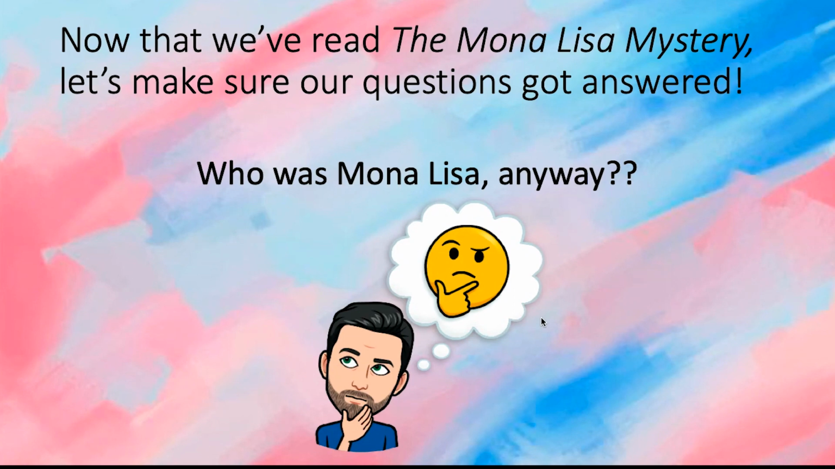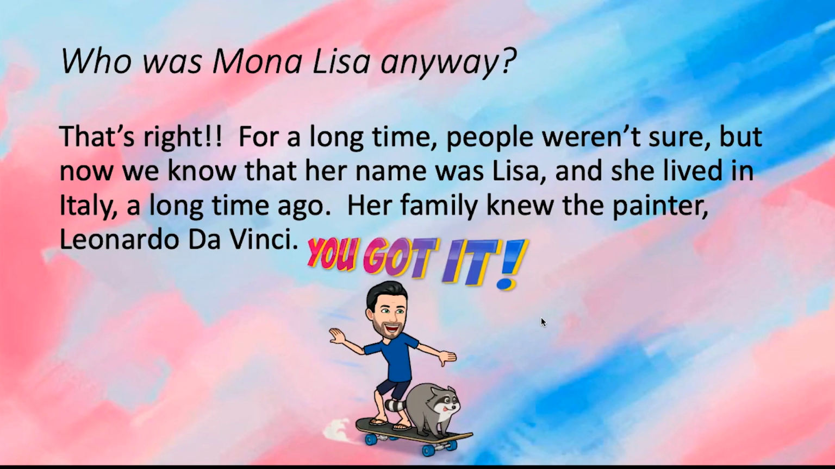Now that we've read the Mona Lisa mystery, let's make sure our questions got answered. Who was Mona Lisa anyway? If you're having trouble remembering the answer to this question, you can pause to think, or you can go back to the text. That's right. For a long time, people weren't sure who Mona Lisa was, but now we know that her name was Lisa, and she lived in Italy a long time ago. Her family knew the painter Leonardo da Vinci. You got it.